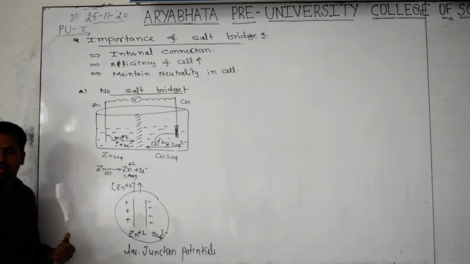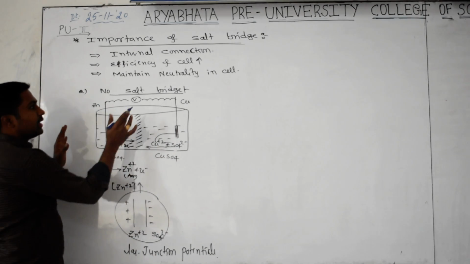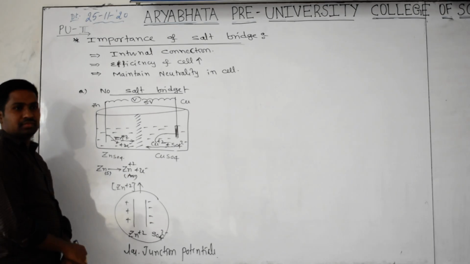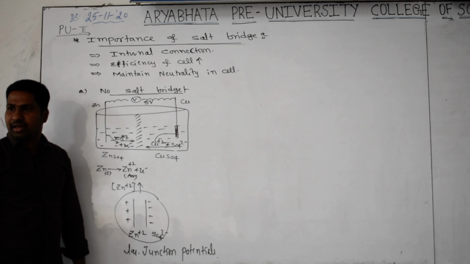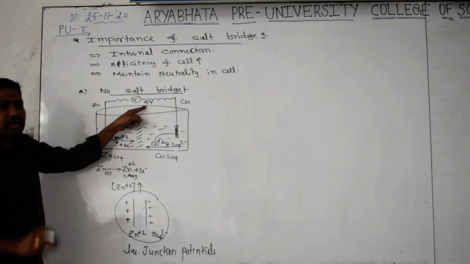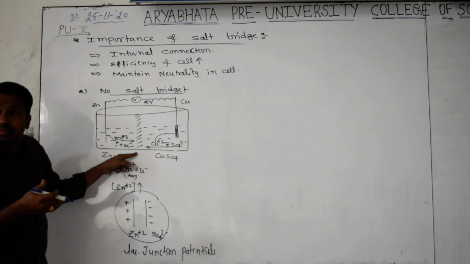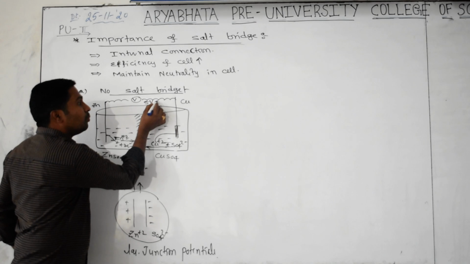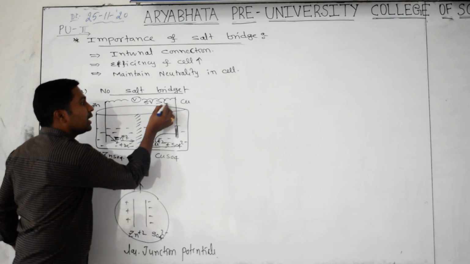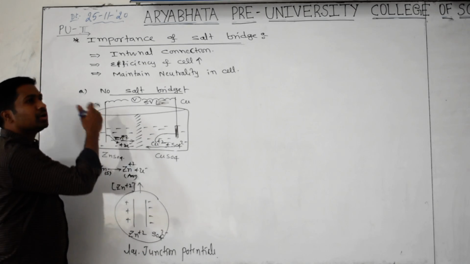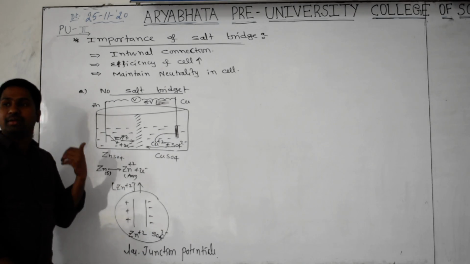How, sir? For example, if the EMF of the cell is showing 5 volts, actually it's not the original value. Because of this liquid junction, it should actually get more than this, but because of the liquid junction potential it is coming less. It should be more than 6 volts. 6 volts has to be obtained, but it is not coming to 6 volts. Because of the liquid junction potential, some value will be decreasing.